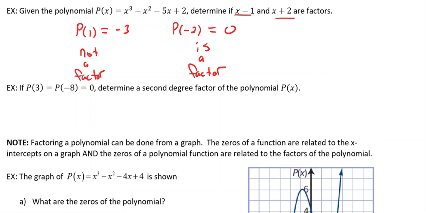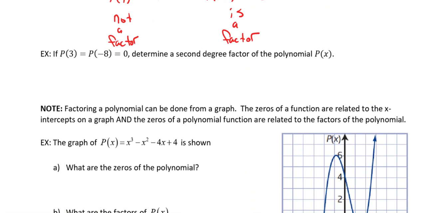All right. Now, this one's kind of written in a funny way. It says if p of 3 is equal to p of -8, and that's equal to 0. This looks funny, but it's saying that p of 3 is equal to 0 and p of -8 is equal to 0. It just means that there's no remainder on either of those. So that just says determine a second degree factor of the polynomial p of x. So we could just really write this as x minus 3 times x plus 8. Both those factors end up giving us zeros that come out to 0.